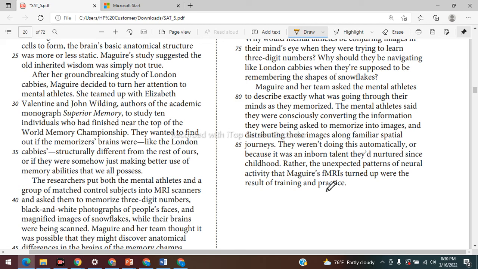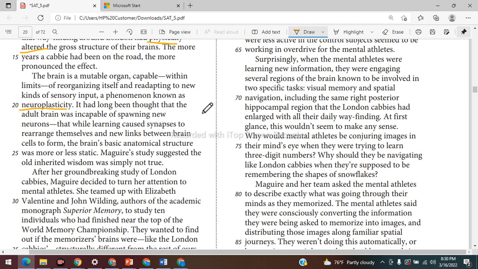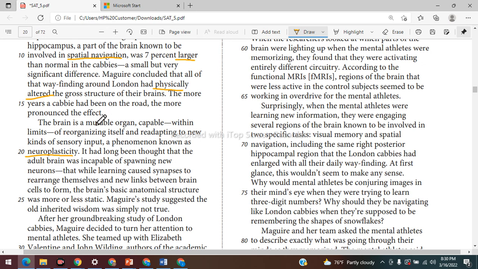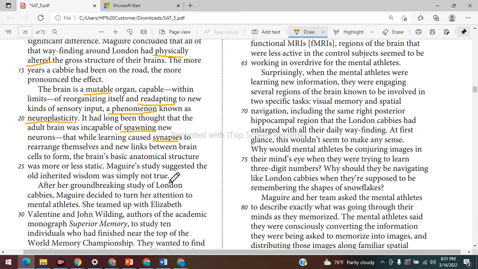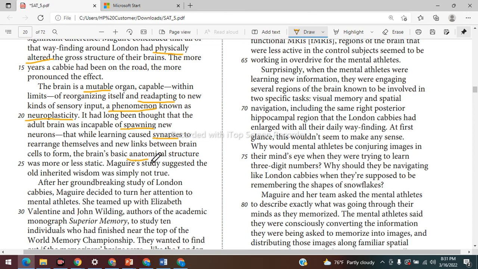So it's amazing. It was an amazing study. Some vocabulary words that we could put out. Mutable is a good one. Reorganizing, readapting. I like this one. Phenomenon, a very powerful word to use. This is very versatile. Phenomenon. Incapable of spawning. I like that word. Spawning, growing. Right? Synapses, more so a biology term. Anatomical structure. Very good word. Static. Inherited wisdom. Right?